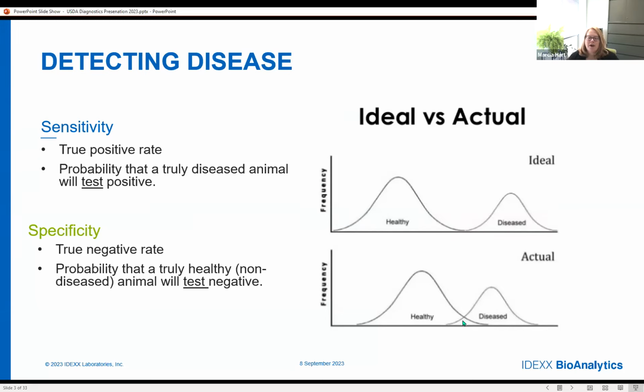When we refer to this area, we typically talk about tests in terms of sensitivity and specificity. Sensitivity is considered to be the true positive rate. It's the probability that a truly diseased animal will test positive. On the other hand, specificity is the true negative rate. It's the probability that a truly healthy, non-diseased animal will test negative.